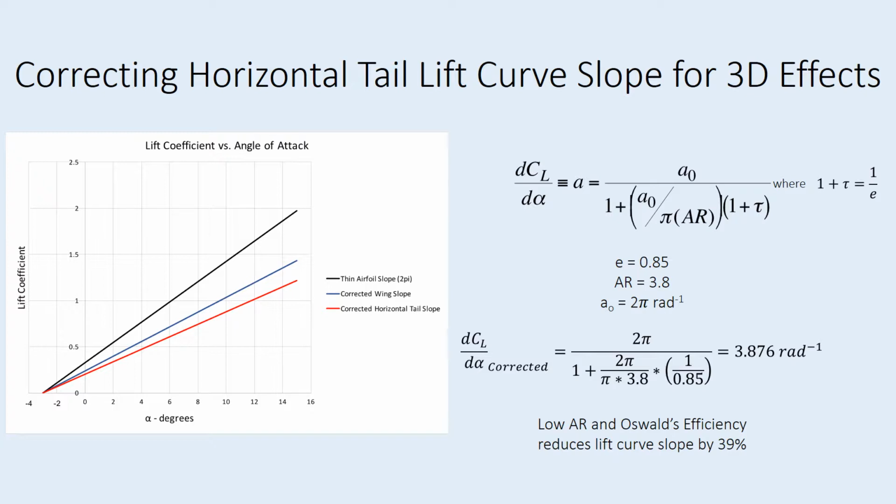For the horizontal stabilizer. In the plot on the left, we illustrate the reduction in lift curve slope from the thin airfoil theory assumption of 2 pi, shown in black. You can see how the horizontal tail's lift curve slope, shown in red, is in fact 15% lower than the wing's, shown in blue. An estimated zero lift angle of attack of -3 degrees is shown solely for demonstration purposes of this plot.